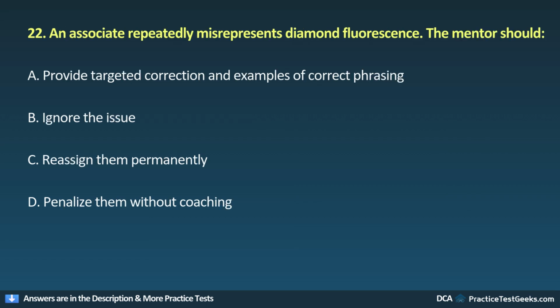22. An associate repeatedly misrepresents diamond fluorescence. The mentor should A. Provide targeted correction and examples of correct phrasing. B. Ignore the issue. C. Reassign them permanently. D. Penalize them without coaching.